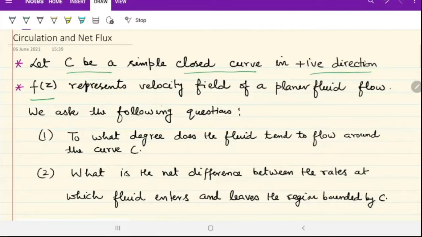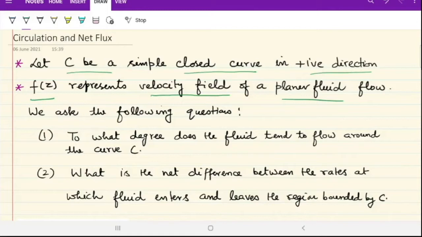Then we have a complex function f(z). Let's say it is of the form u plus iv, where both u and v are functions of x and y. And this represents a velocity field of a planar fluid flow. I have another video on fluid flow and analytic functions. I suggest you to watch that video before continuing here.